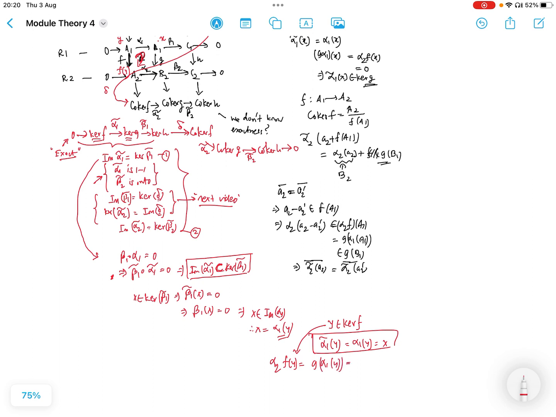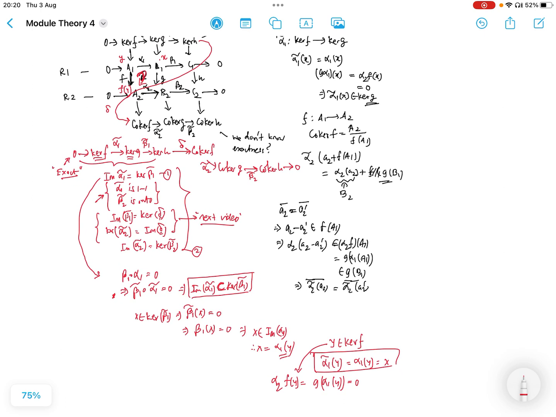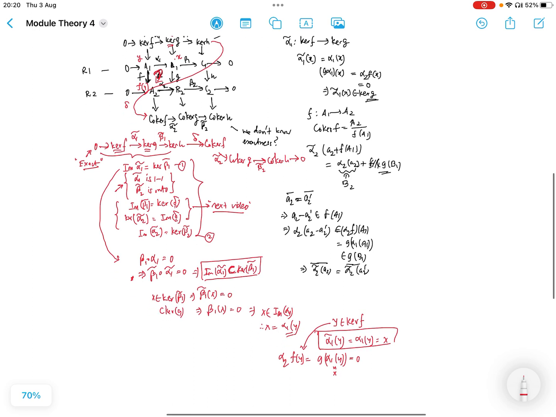But clearly this is 0, right? Because x was coming from the kernel of beta 1. Remember, kernel of beta 1 means this is inside the domain of beta 1 tilde. So this is actually inside the kernel of g. And so because that is x, g of x will be 0, right? Because this is inside the kernel of g. And due to the fact that alpha 2 is injective, alpha 2 of f of y being 0 implies y belongs to the kernel of f. So we are done, right?